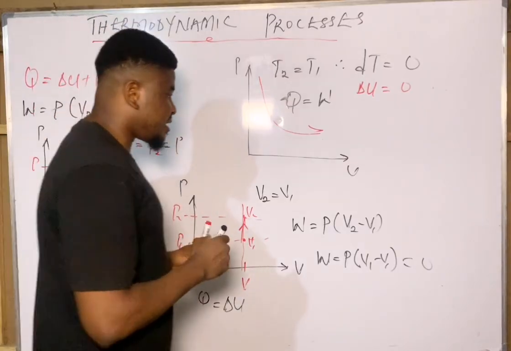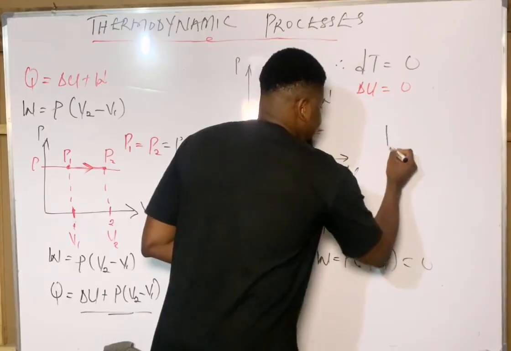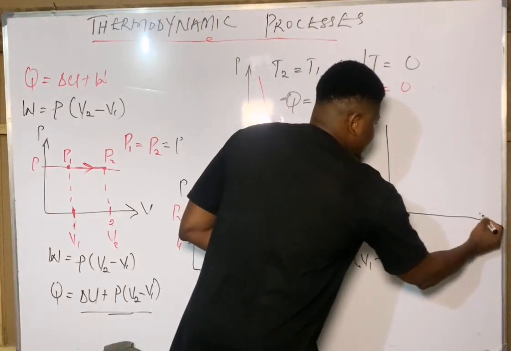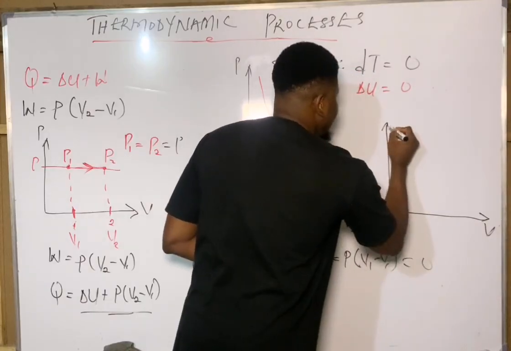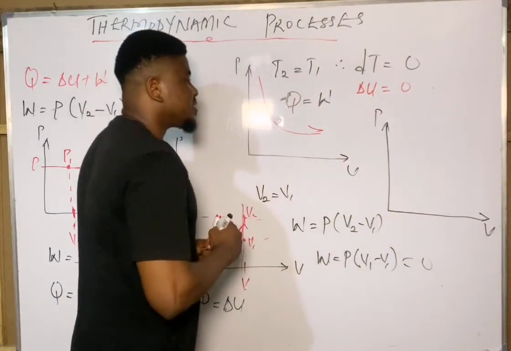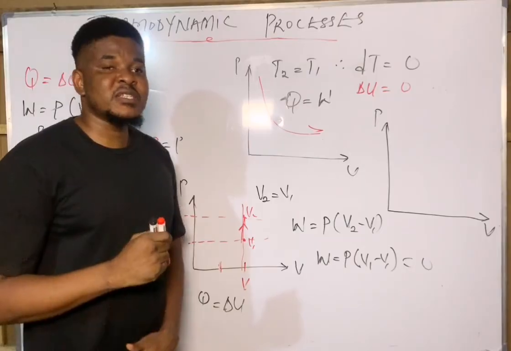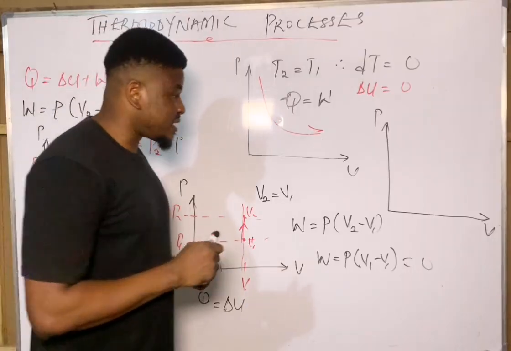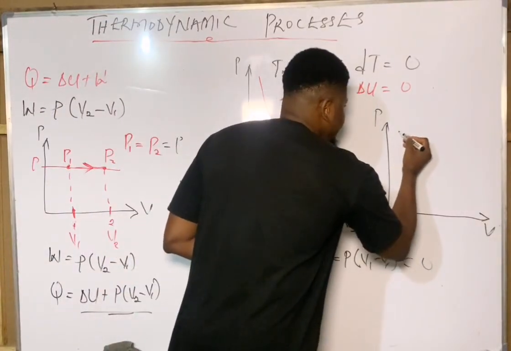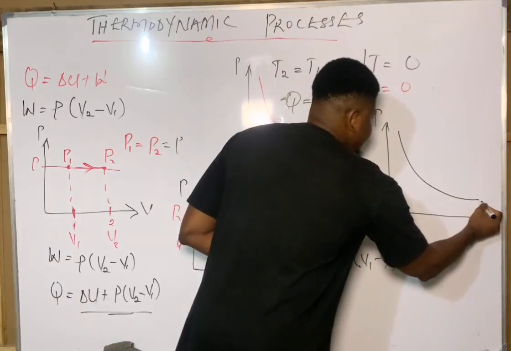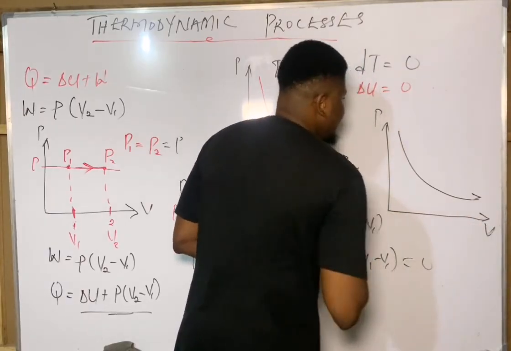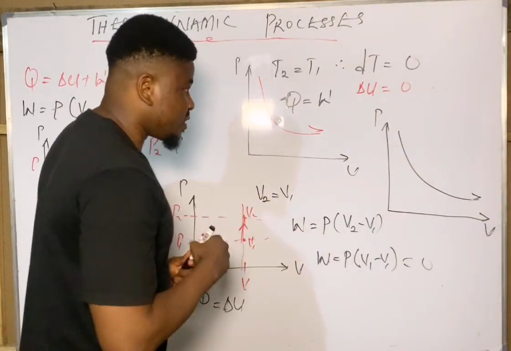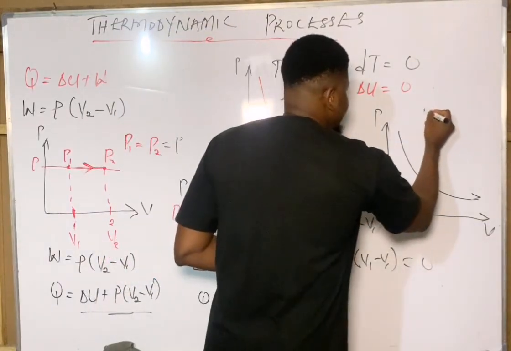Now, on a PV diagram, you have something like this. This is volume, and this is pressure. So once again, in an adiabatic process, the entire energy is within. For that reason, you have the flow process to look like this, the PV diagram to look like this. Okay, so this is an adiabatic process.